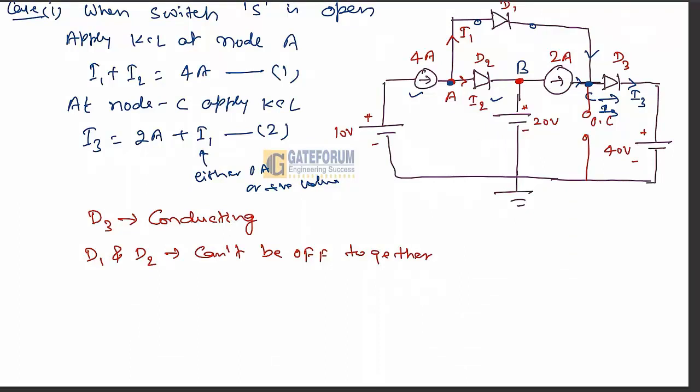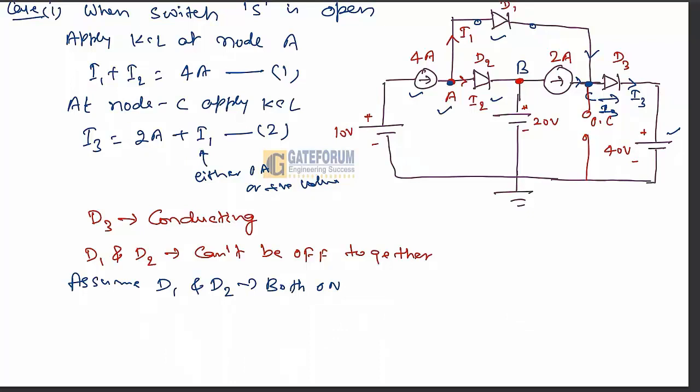So in this case, if I am assuming that D1 is on, here we need to make the assumption that D1 and D2 both are on. Then what will happen? If D1 is on, it means this will behave as a short circuit, and D3 is already in the conducting state, and ideally this will behave as a short circuit. It means the voltage 40 volt will appear at this node point C, and if D1 is conducting, then this 40 volt will appear at node point A also.